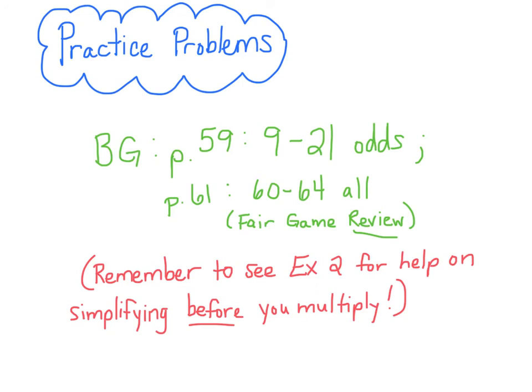So you're going to go to Big Green, go to page 59 and do 9 through 21 odds. And then on page 61 in this section, you're going to do 60 through 64 all, and that's the fair game review. It's going back to chapter 1, and remember that in the little blue writing next to some of the problems for numbers 60 to 64, it might tell you what section that came from. So if you're having a hard time with it, go back to those video notes in your notebook, or go back to that section in Big Green and try to remember how to do it, because that's stuff that we'll want to be able to do all year long.